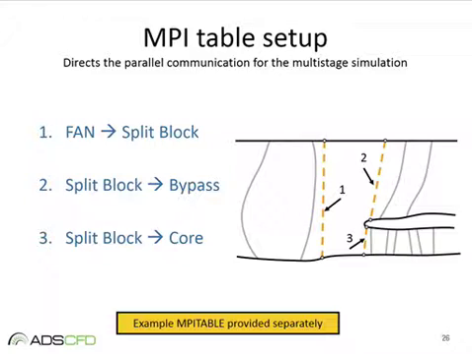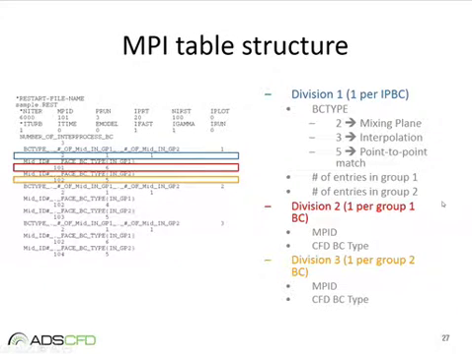So in this scenario, we have three interfaces between adjacent rows. One between the fan and the splitter, another between the splitter and the bypass, and then a third interface between the splitter and the core. So for each of these interfaces, or inter-process boundary conditions, we have three rows in the MPI table.